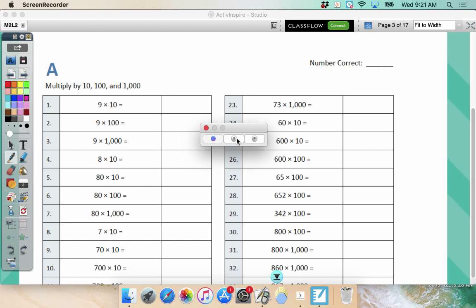Okay, answers for side B. 80, 800, 8,000, 70, 700, 7,000, 70,000, 60, 600, 6,000, 60,000, 600,000, 30, 200, 230, 50, 400, 450, 730, 480, 4,800, 48,000.